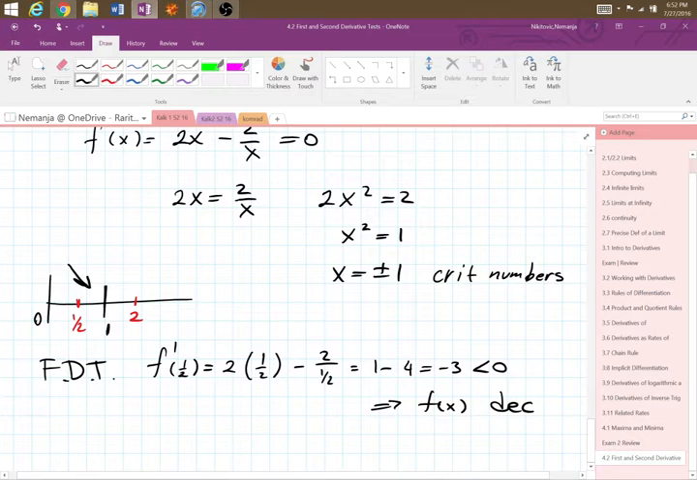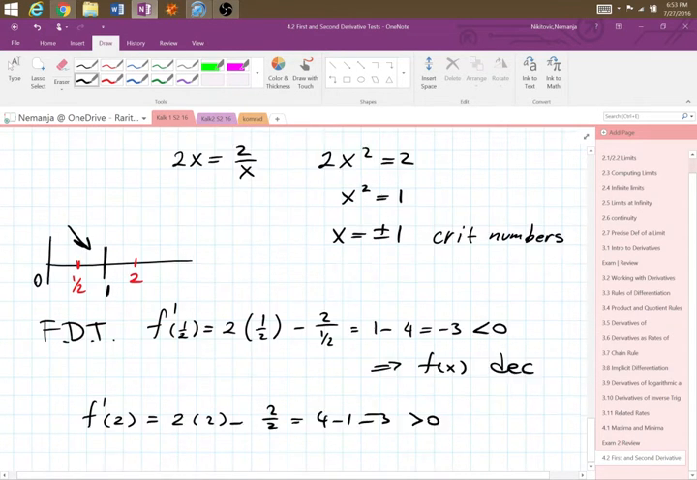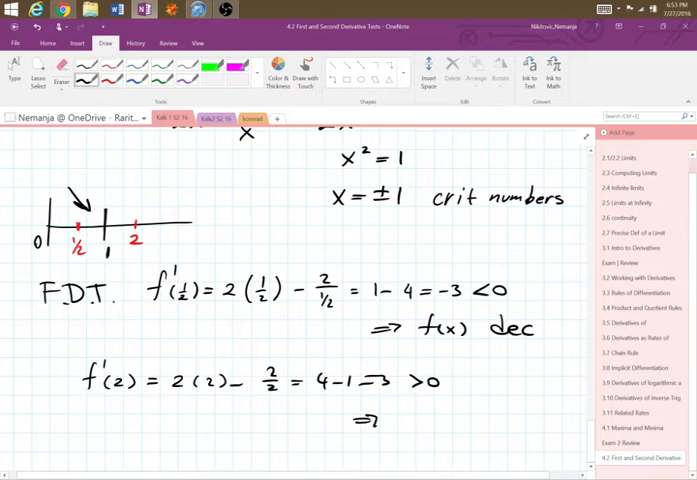Then we compute f prime at 2, which is going to be 2 times 2 minus 2 over 2, which is 4 minus 1, which is 3, which is larger than 0, which implies that the function is what? Increasing.